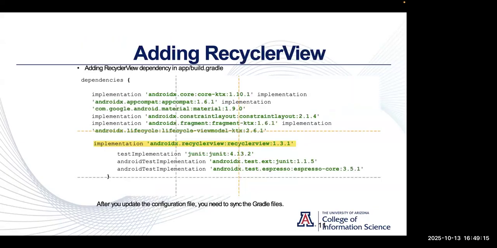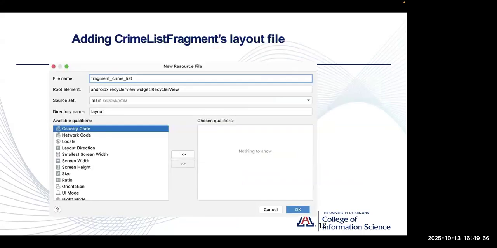Okay. So then to add the recycler view, we have to go ahead and add the recycler view inside of our dependencies in the app build Gradle. So go ahead and look up what is that recycler view. And actually, I'm going to go ahead and make an announcement. I forgot to look it up before class, but one way to do this is just going to Android Developer, and then it's going to give you the most updated Android RecyclerView class, and I can show you how to get there, and maybe I'll do that after the lecture if I don't forget. Okay, so after you update the configuration file, you obviously need to sync the Gradle files.